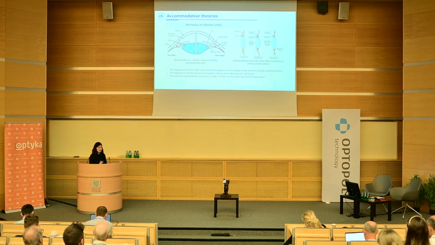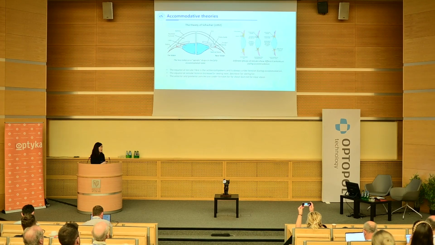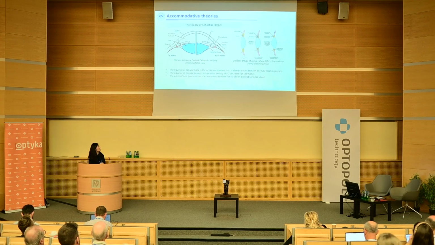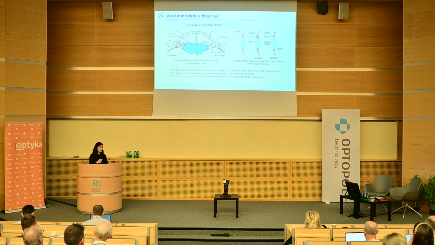And then in recent years, there's the Schachar theory, as introduced before. He divides the functional zonules into 3 sets, and it's actually the equatorial zonule that stretches the lens during accommodation, and that will stretch the lens into a spindle shape. And the anterior and posterior zonules remain taut all the time, but they only serve to keep the lens in position, and are not involved in accommodation.